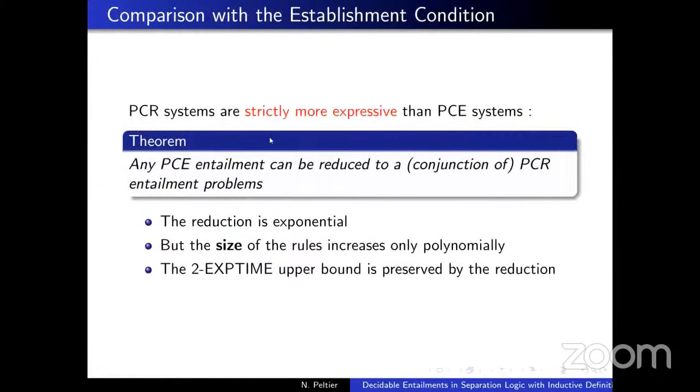We can also prove this result that states that PCR systems are strictly more expressive than PCE systems. And more precisely, any PCE entailment can be reduced into a conjunction of PCR entailment problems. And the reduction is actually exponential, but the size of the rule increases only polynomially, which means that the 2-EXPTIME upper bound is preserved by the reduction.